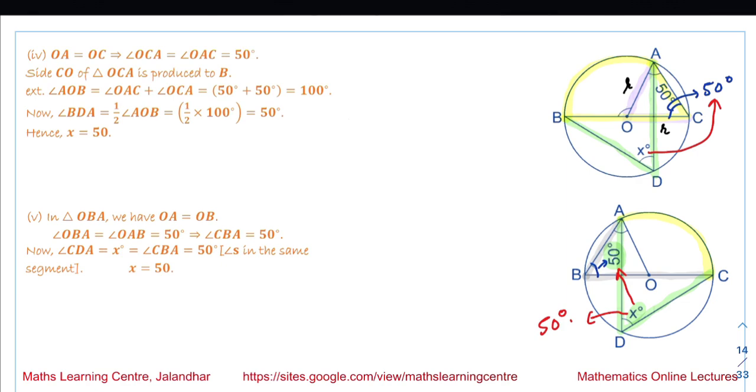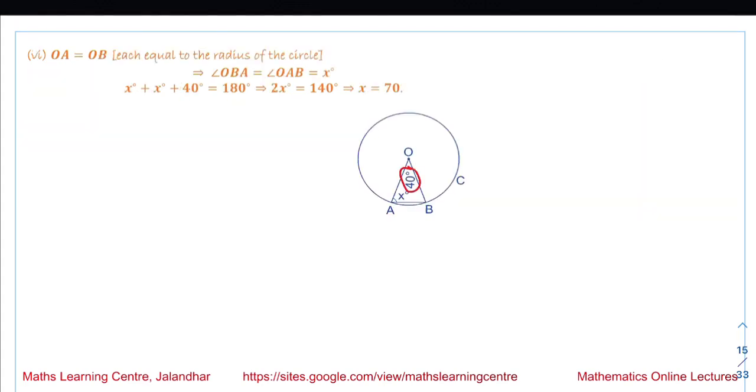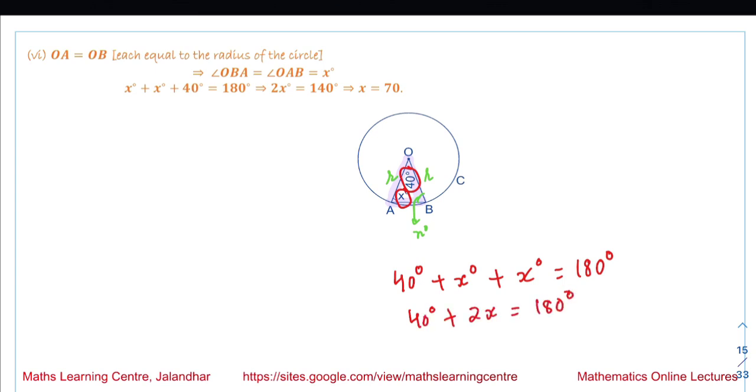Next, the angle at O is given as 40 degrees and this is X. Now OA is the radius, OB is the radius. So the angle at B will also be equal to X degrees. Now if we look at the triangle ABO, we will have 40 degrees plus X degrees plus X degrees equal to 180 degrees. So we have 40 degrees plus 2x equal to 180 degrees. So the value of X you will get is 70 degrees.